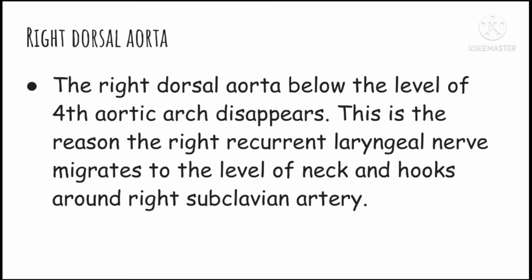As we already know, the aorta cannot be on the right side and the left side in adults. That is why the right dorsal aorta will disappear below the level of the fourth aortic arch, and also we know that the distal part of the sixth aortic arch has also disappeared. Now this gives the right recurrent laryngeal nerve space to migrate up to the level of the neck, and then it hooks around the right subclavian artery. And the right subclavian artery is formed by the fourth aortic arch on the right side, the seventh cervical intersegmental artery and a small part of the dorsal aorta.